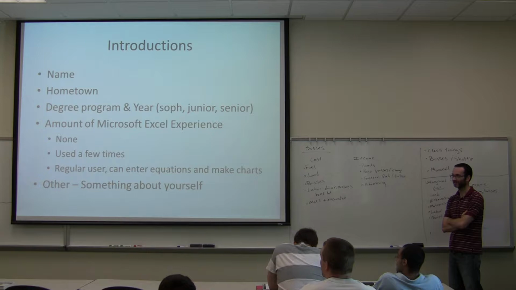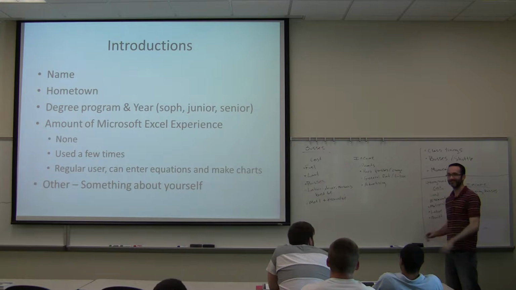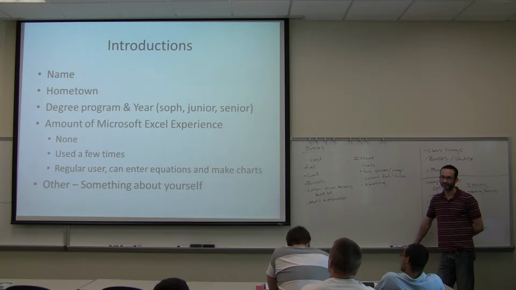All right. I'm Dunkel. I'm from here. I'm in engineering, moderate experience with Excel, and I also plan to go in aerospace. Okay. Great. My name is Cecil Rappel. I'm from Destination Mountain, Little Pocahontas County. I'm technically graduated after this course, and I've used Excel a few times. And something about me is I'm a journeyman electrician, and I plan to go into the Navy this summer.